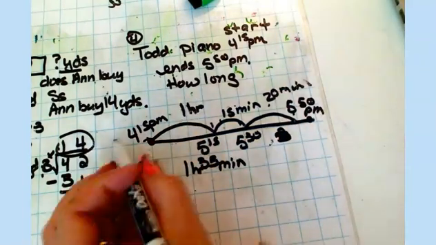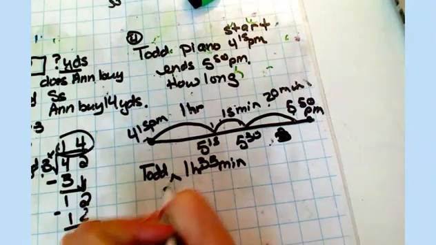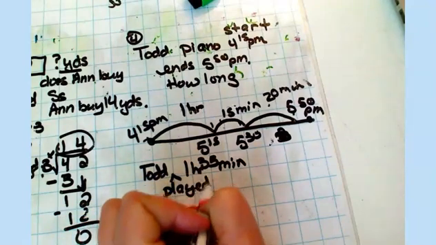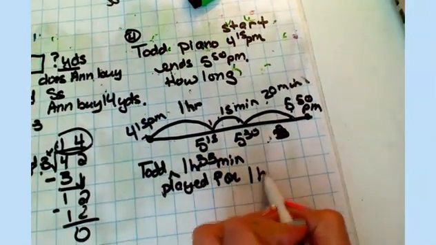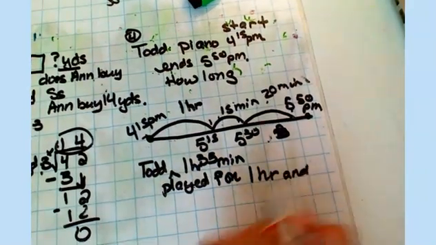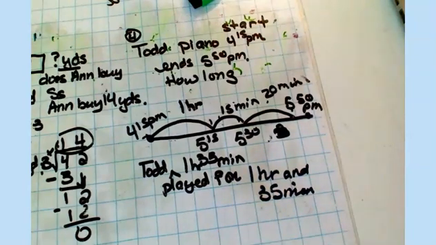So how long? There's my solution statement. Todd practices for 1 hour and 35 minutes. All right? All right, let's try the next problem.